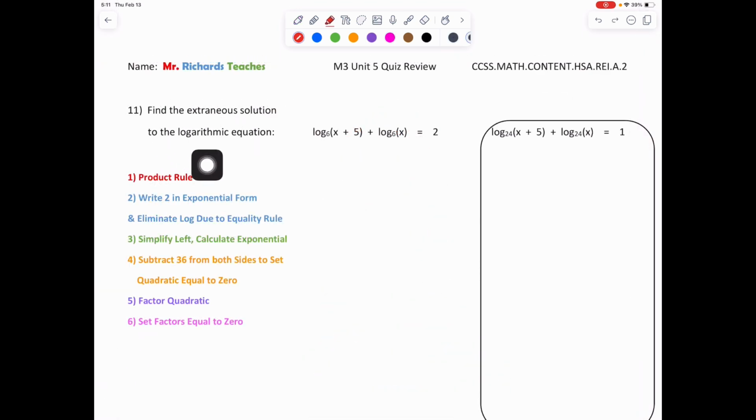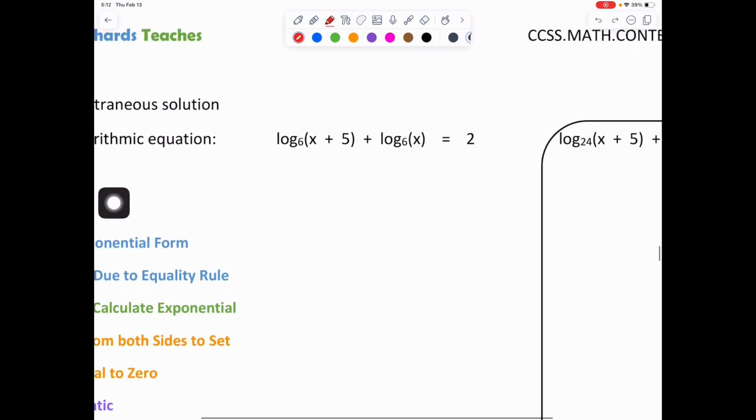Find the extraneous solution to the logarithmic equation log base 6 of x plus 5 plus log base 6 of x equals 2. Step 1 is the product rule. All right, so let's take a look. When we see that addition, we know that it's going to turn into multiplication. And what do those first two terms share? They do, that log base 6.